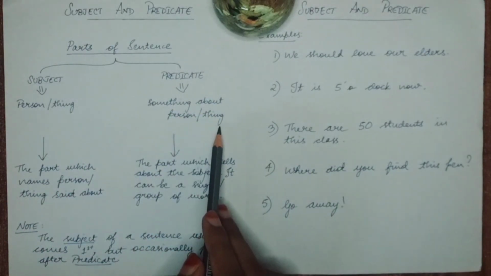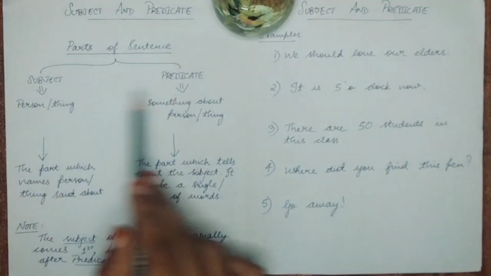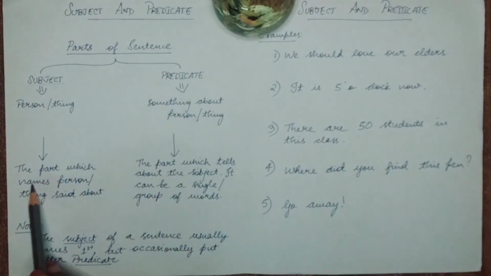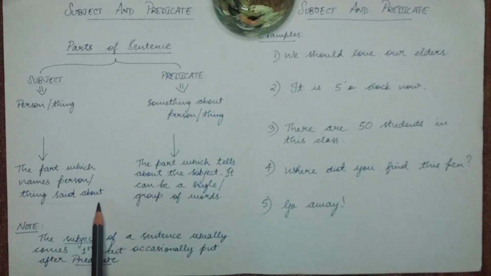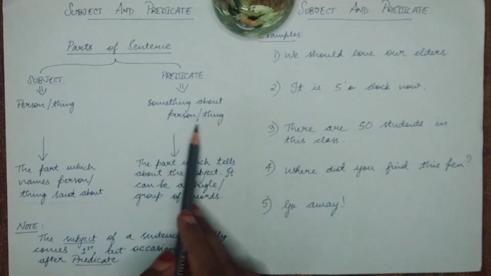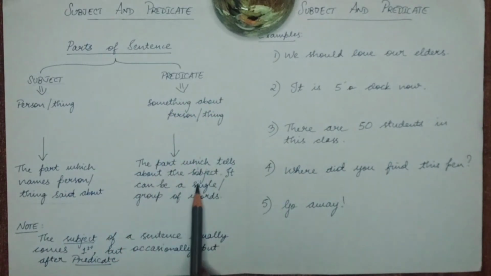So, to identify these parts, we term them as subject, which is the part of the sentence about which something is said, which names the person, place, or thing. And predicate, the other part of the same sentence that tells us about the subject. Now, let's quickly look at a few examples to elaborate more on this.